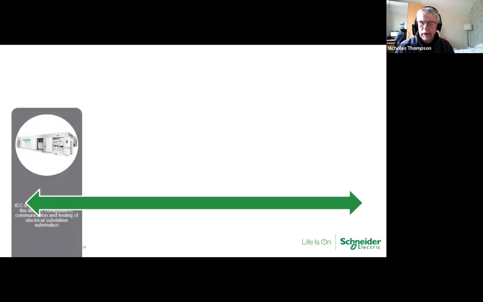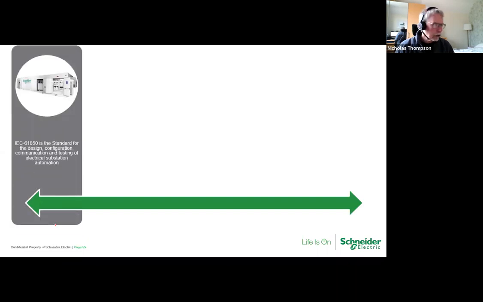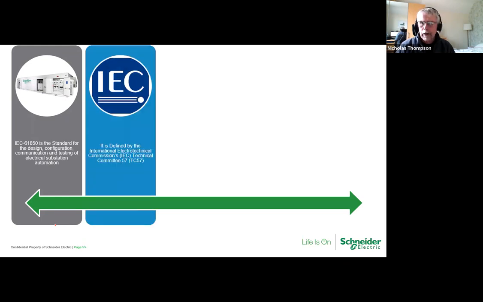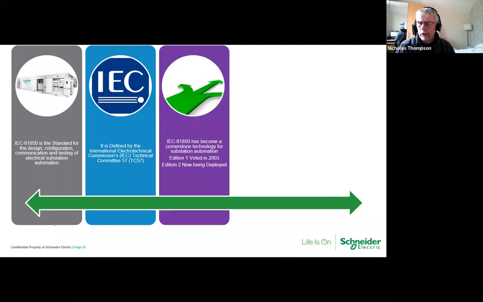Okay, so where's it all sprung from? Well, it's an IEC standard. So it's not a protocol, it's a standard. And it's basically there to help you with the design and configuration of an electrical substation. And we call it automation. It's been around for quite a while now. And the International Electrotechnical Commission is the body. Okie doke. It became the cornerstone and was first voted in in 2003, as it says there.